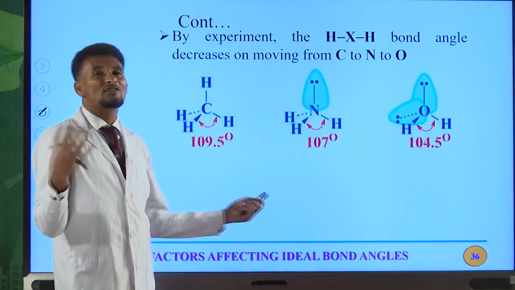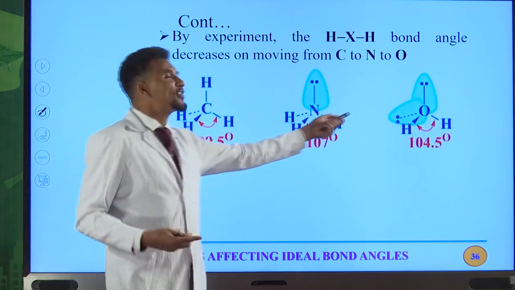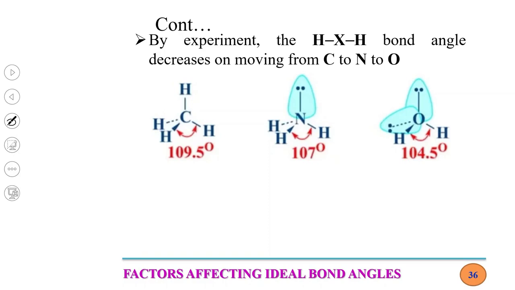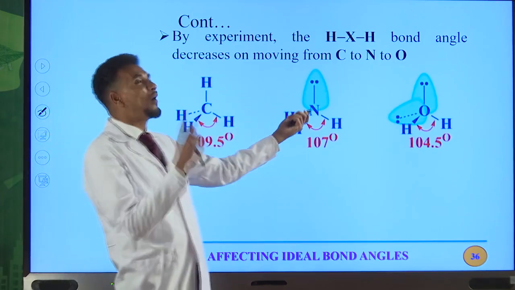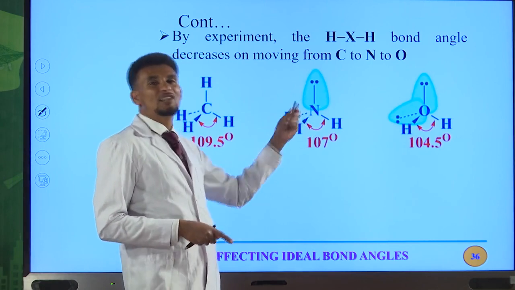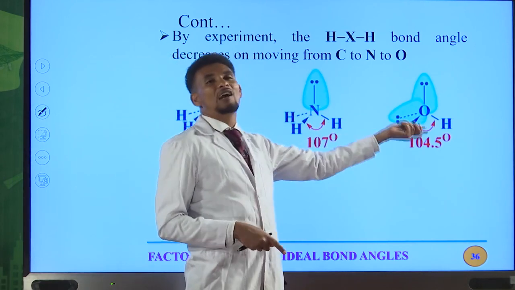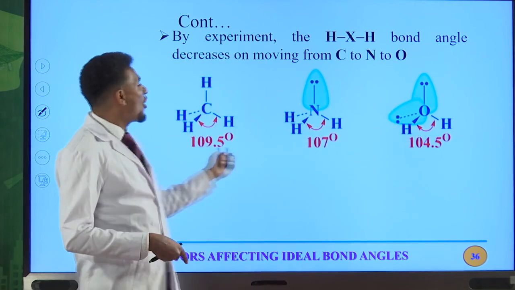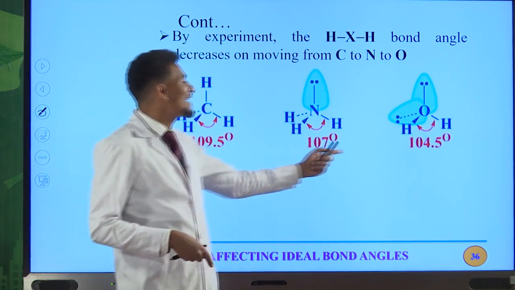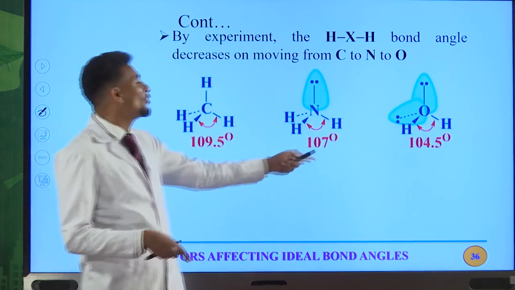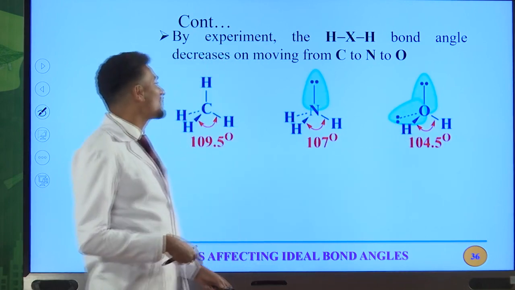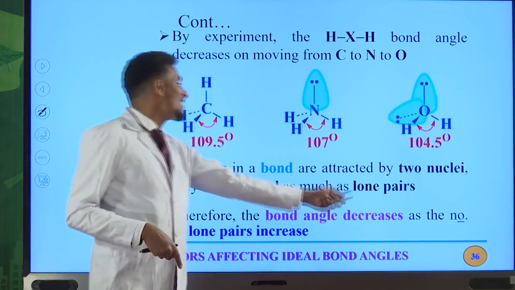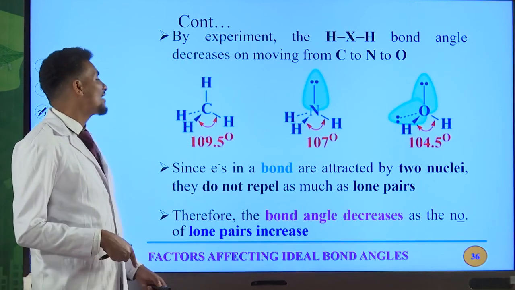Another factor is the presence of lone pairs. If lone pairs around the central atom increase, the bond angle decreases. We have no lone pair of electrons on this carbon atom, but we have 1 lone pair of electrons on the nitrogen atom, this central atom. And we have 2 lone pairs of electrons on the oxygen atom. Oxygen is the central atom in this molecule. So as lone pairs increase, the bond angle decreases from 109.5 degrees to 104.5 degrees. Therefore, always remember that the bond angle decreases as the number of lone pairs increases.